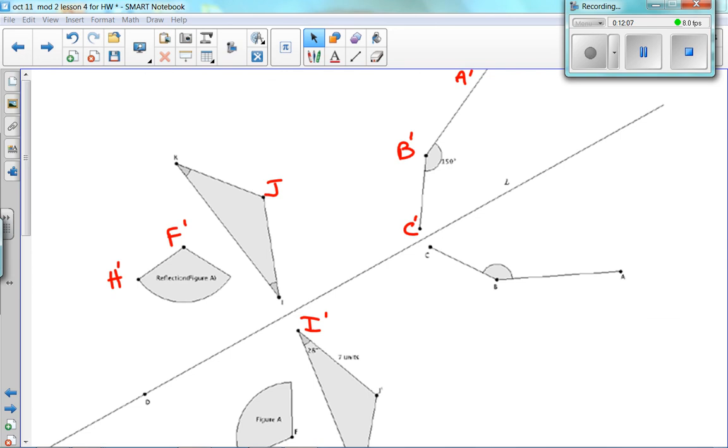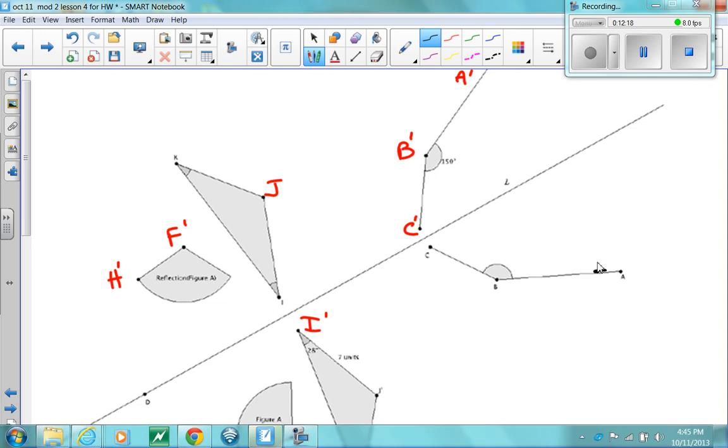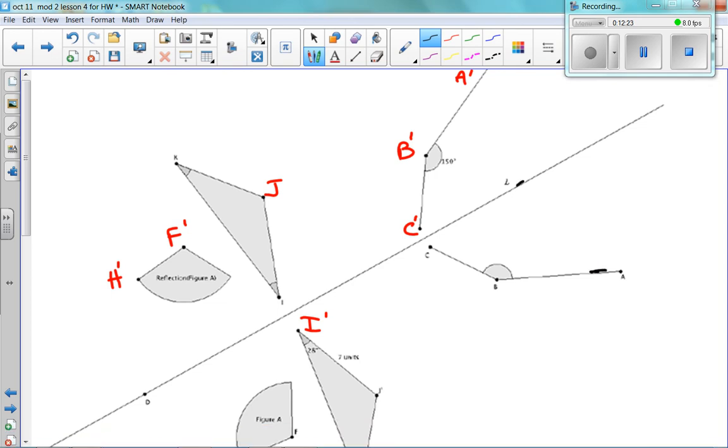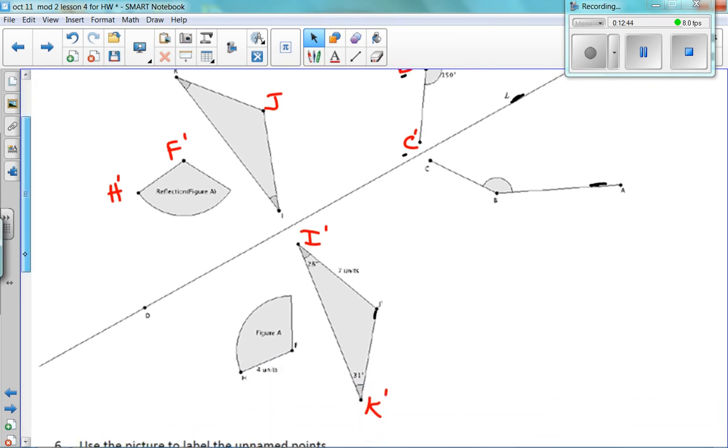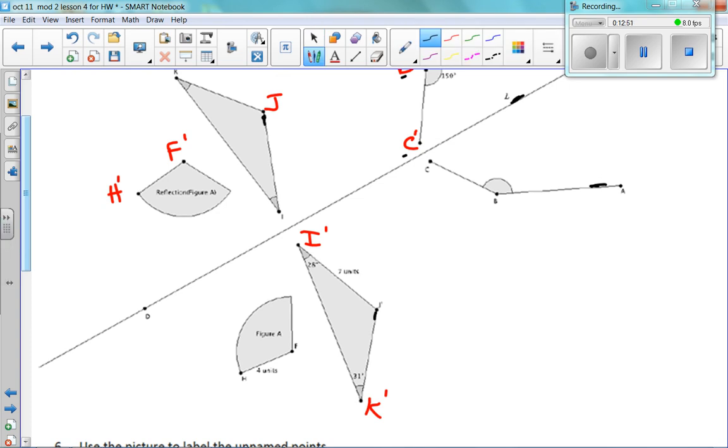For this one, question 6 said use the picture to label the unnamed points. So for angle ABC over here, if we reflected it across this line L, the unnamed points would be A on the top, B in the middle, and C on the bottom. That would be A prime, B prime, and C prime. For this triangle down here, I, J, and K, some of the notation was missing. So the top triangle was the pre-image, I, J, K. J was missing, but J was down here as prime. This would be I prime, this would be K prime.